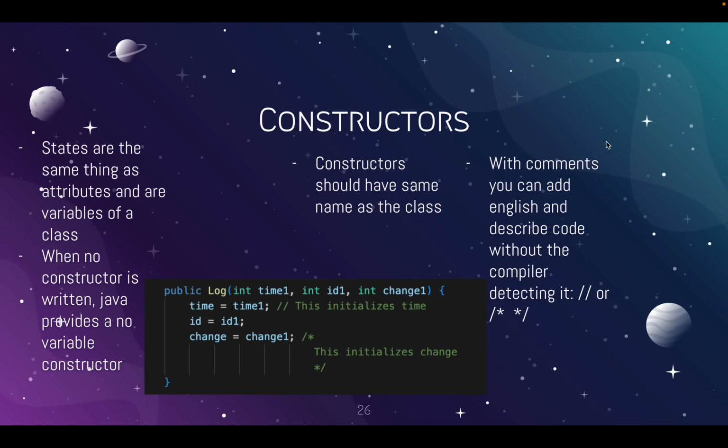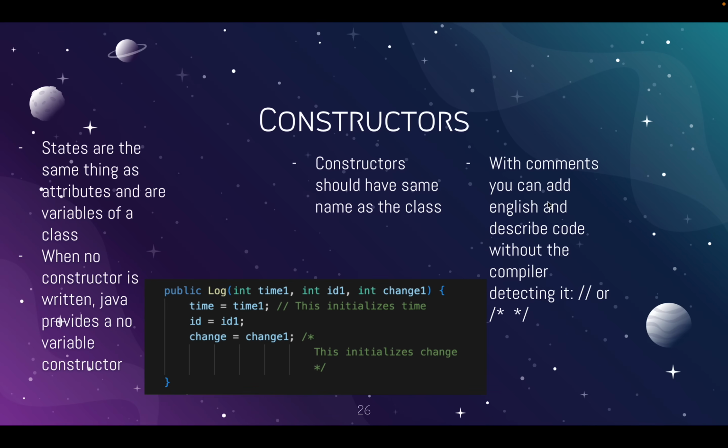So constructors. Constructors always have the same name as the class. For example, here, let's say you have a class named Log. The constructor will just be public Log, same capitals. And then these are the variables you need in it, and then you'll initialize the variables inside. So states are the same thing as attributes and variables of the class. And when no constructor is written, Java always provides a no variable constructor.